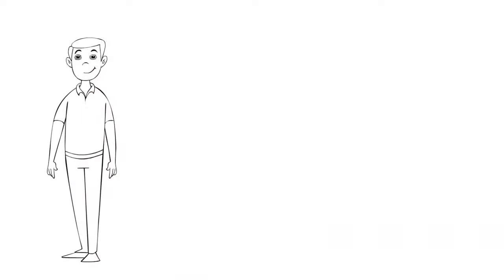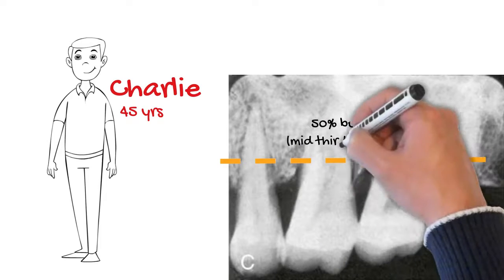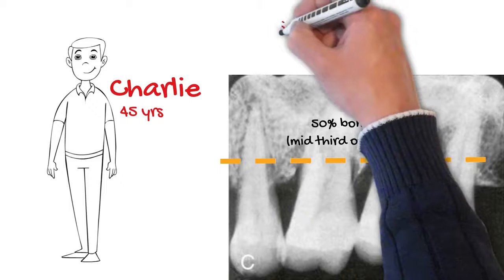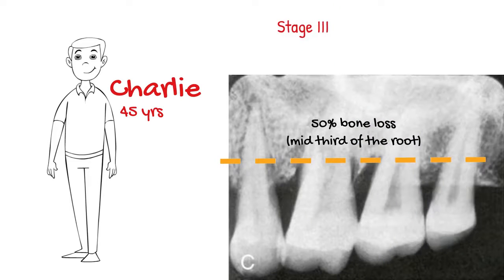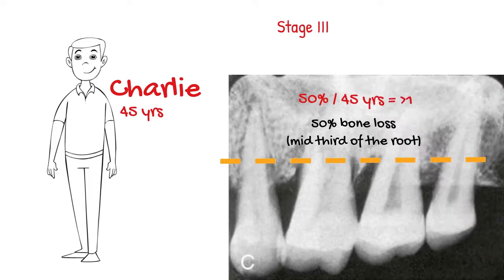Let's look at an example to see how this system can be used in clinical practice. This is Charlie, who is 45 years old. A periapical radiograph shows bone loss extending to the mid-third of the root. This puts him in the Stage 3 category. If we were to divide his bone loss by his age, we would get a ratio of greater than 1, which is classified as Grade C.